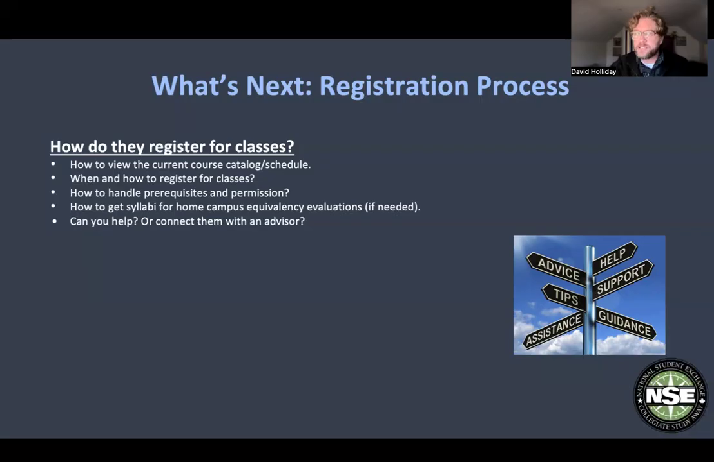So when I accept an incoming student, they are put into our registration system and they're given an assigned registration time. And I give them instructions on how to navigate that online registration system. But I do know of some NSE campuses that actually handle registration on behalf of students. The coordinator does registration for them. So communicate that to them. How and when will they register for classes?